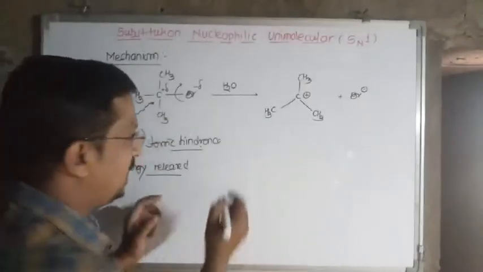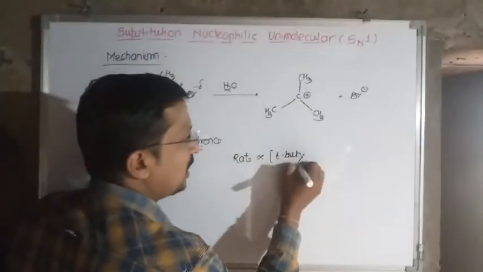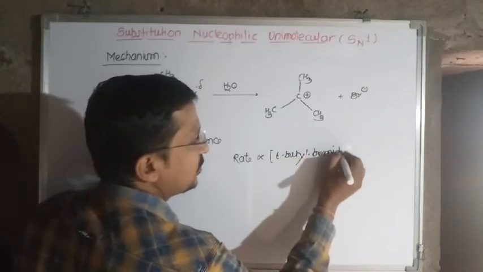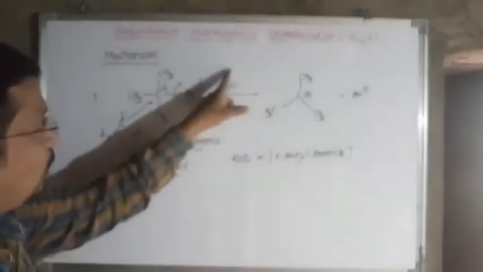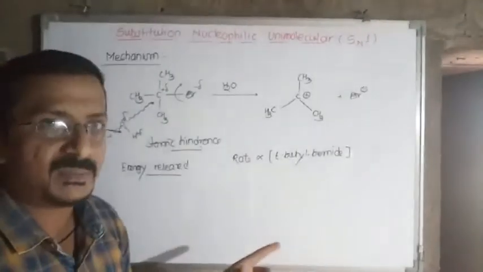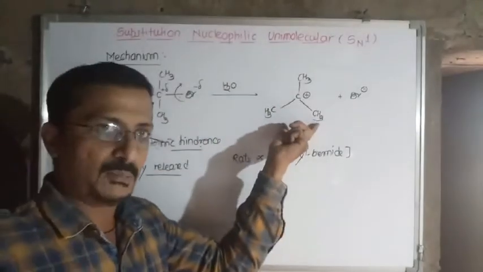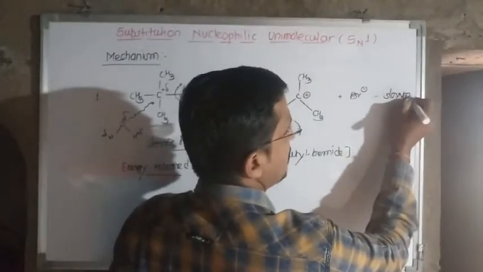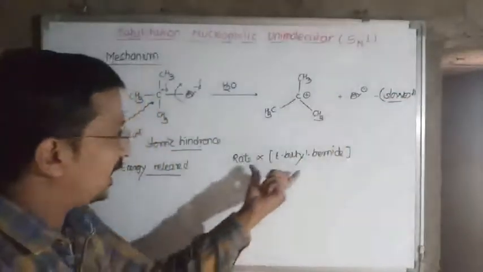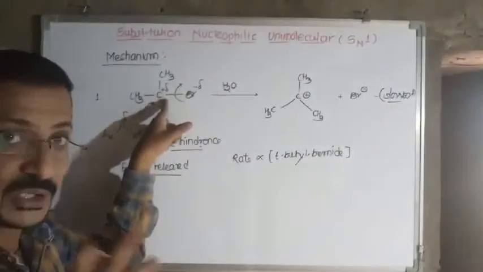And as the rate law indicates, rate is directly proportional to the concentration of tertiary butyl bromide. If you observe this reaction carefully, water or OH minus does not directly participate. There is just heterolytic fission between the carbon and bromine, resulting in the formation of a carbocation and bromide. So this must be the slowest step, and from this slowest step the rate law expression is given. That's why the rate of the reaction depends only on the concentration of tertiary butyl bromide.